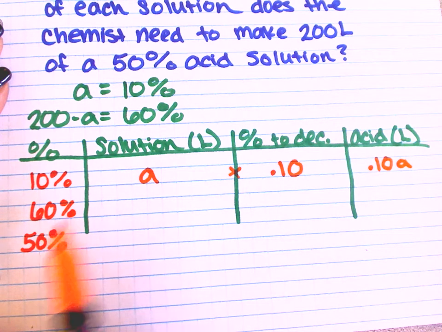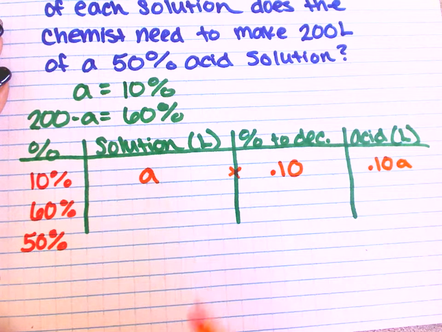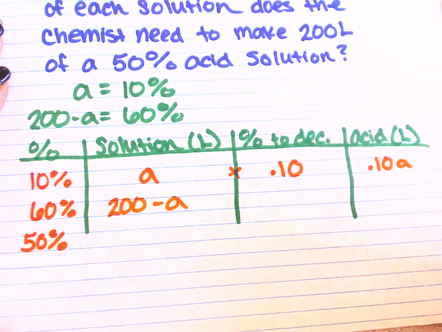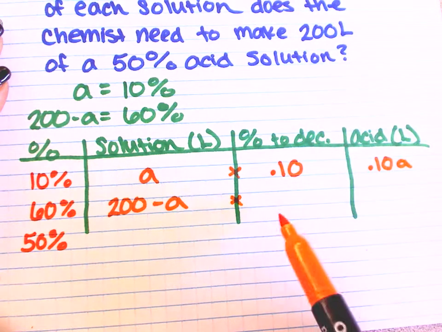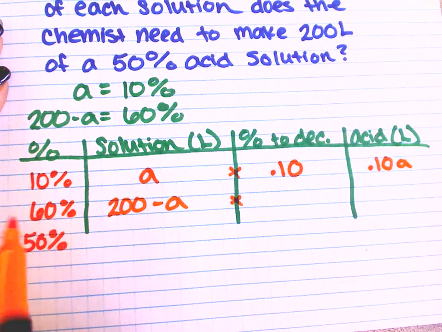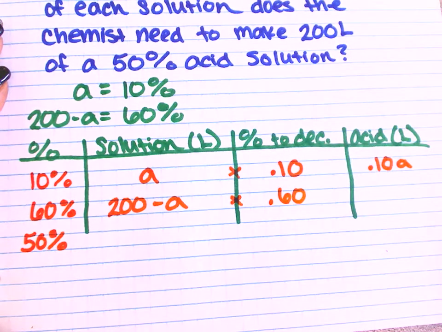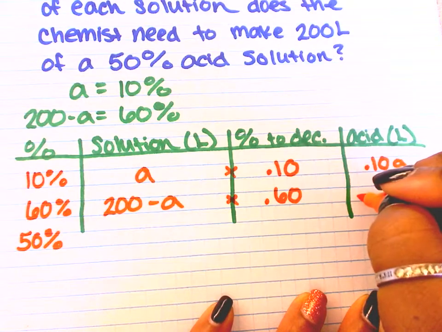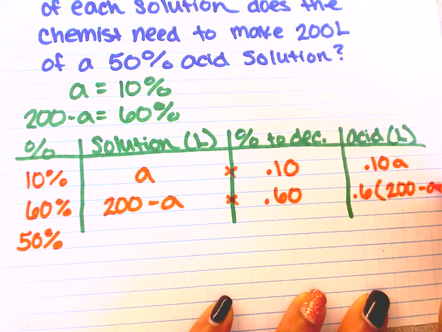For the 60% solution, we said that that's going to be the whole 200 liters minus the first solution that we have, A. So 200 minus A. You know we're going to multiply that by the percent as a decimal. Move it to the left, 0.6. So that's going to be 0.6 times the quantity of 200 minus A.